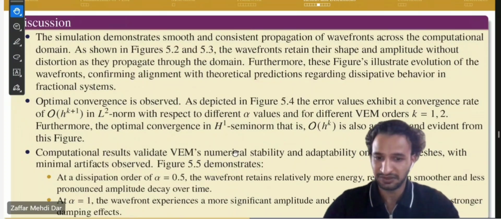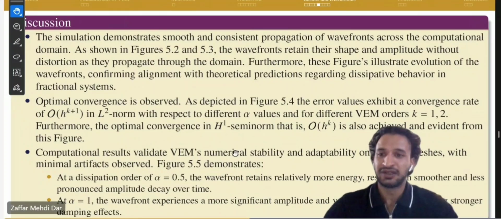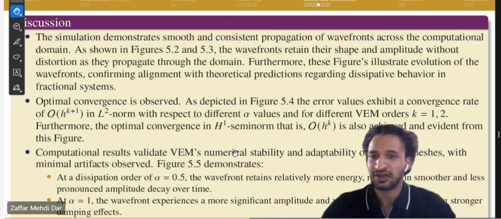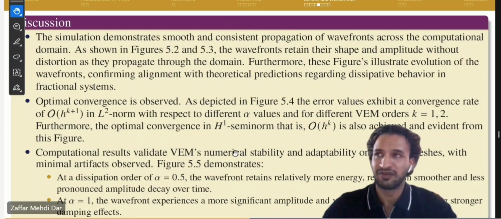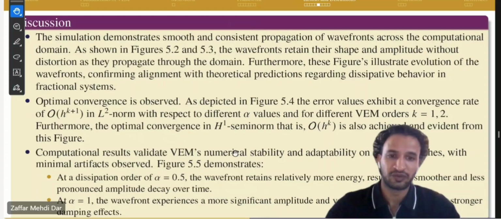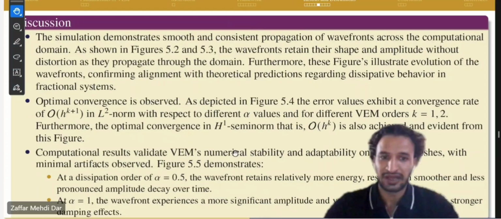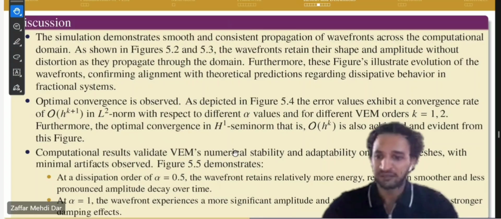And from this discussion, we can see figures 5.2 and 5.3, where we visualize the wavefront propagation at different fractional orders, and in figure 5.4 we visualize that the optimal convergence is achieved. In L2 norm it is (k+1)th order, and in H1 semi-norm it's kth order for different alpha values, alpha equal to 0.5 and alpha equal to 1 both.